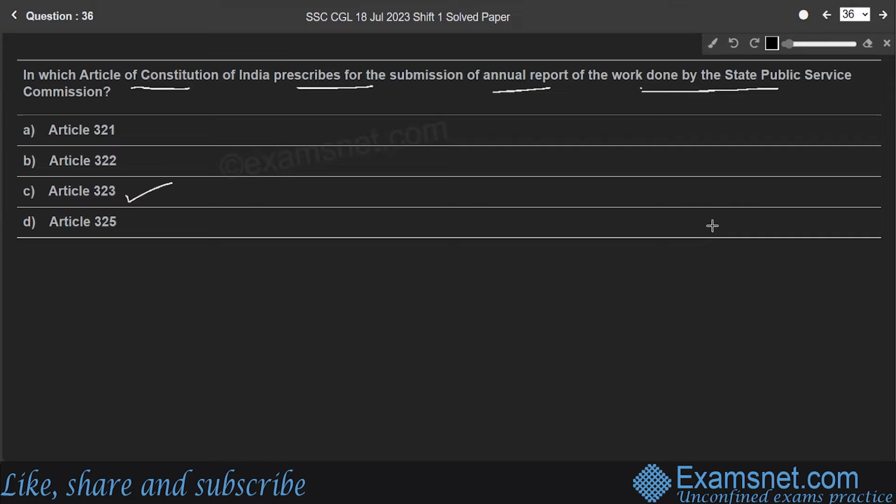Here, it shall be the duty of the Union Commission to present annually to the President a report as to the work done by the Commission, and on the receipt of such report, the President shall cause a copy thereof, together with a memorandum explaining the cases, if any, where the advice of the Commission was not accepted and the reason for such non-acceptance, to be laid before each House of Parliament. So Article 323 is the right answer.